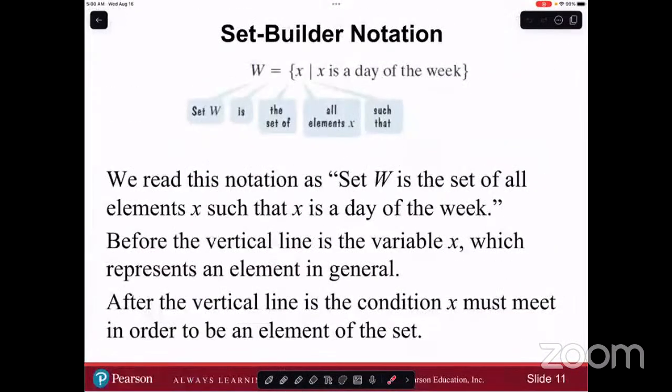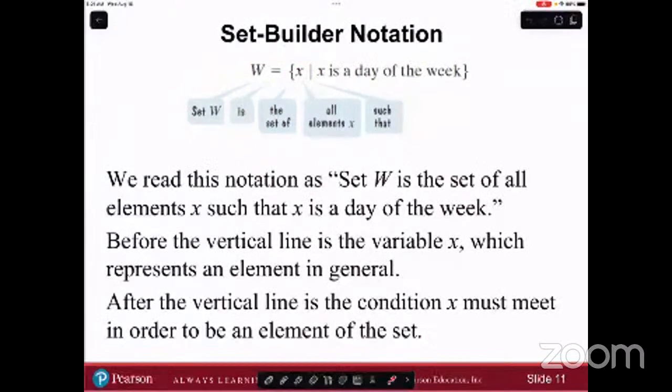Right, so set builder notation. Set W is, again, the curly brackets mean the set of all elements X. This vertical bar here means such that X is a day of the week, right? So again, W is the set of all X such that, and then you just read the rest. Let's walk through that one more time.